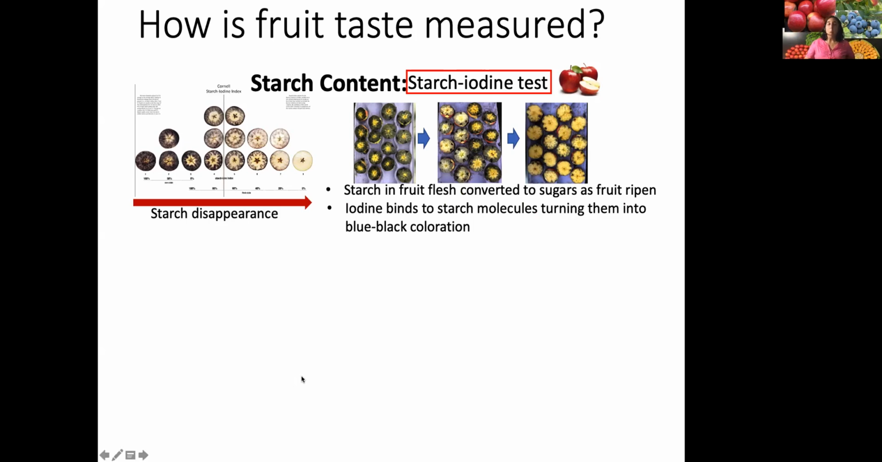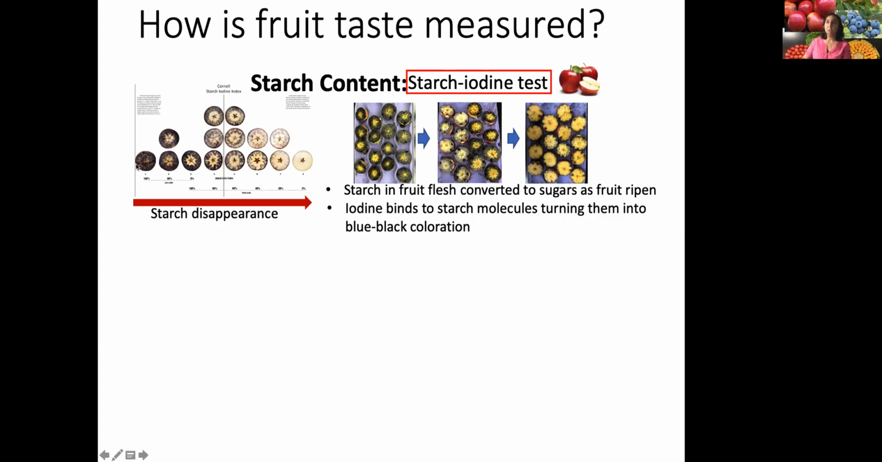So in order to measure the amount of starch, this is a quick measurement. What we use, and this is used at the commercial level in the industry, is what is called the starch iodine test. And it's based on this scale. This scale is showing just how starch is going to disappear from level 1 to level 8. When we have this black-blue coloration is when we have the highest level of starch. And we can see that because this iodine, which is used in this test, is capable of binding to the starch molecules, and they turn them into this blue-black coloration.